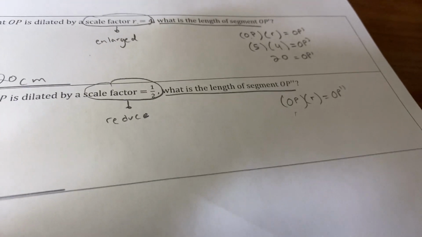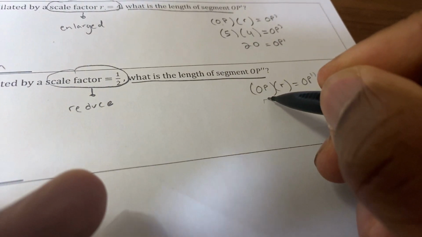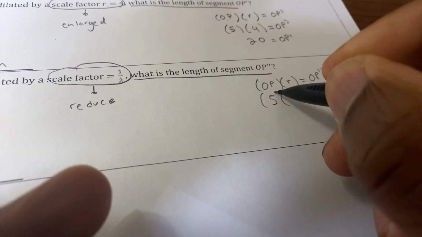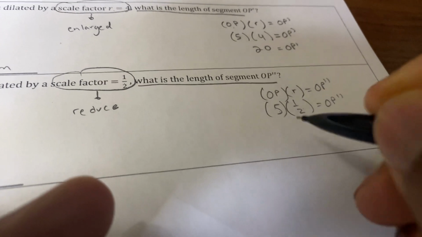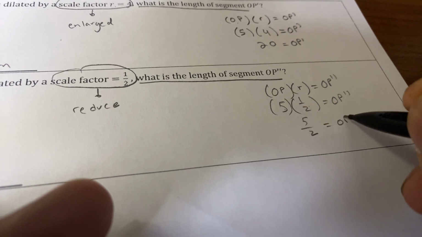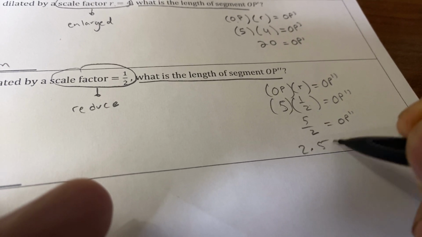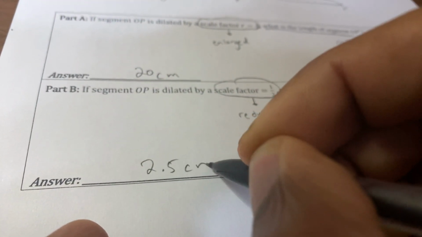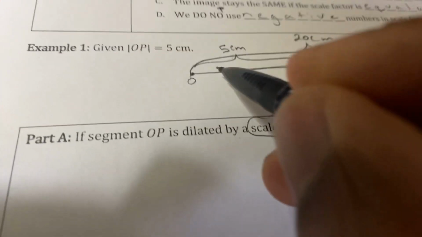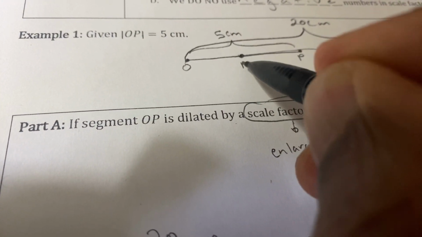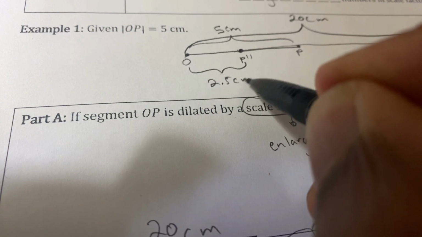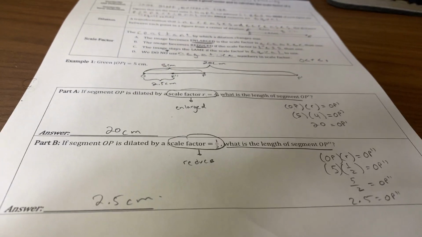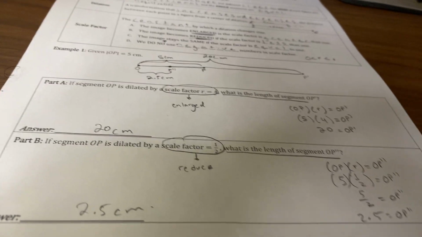See if you can do this on your own. Pause the video, see if you can do it on your own. This is going to be 5, but my scale factor here is 1/2, which is equal to OP double prime. 5 times 1/2 is 5/2, or you can say 2.5 centimeters. And that makes sense because it has to reduce because my scale factor is less than 1. So P double prime is 2.5 centimeters. We're dilating today, either enlarging or reducing today. I'll go ahead and check you on the next slide.